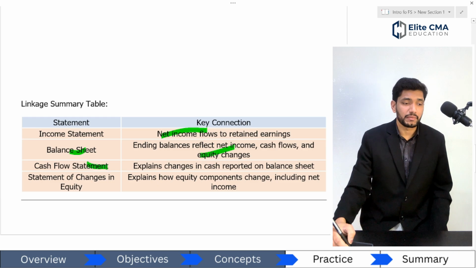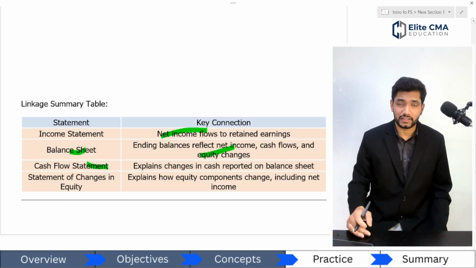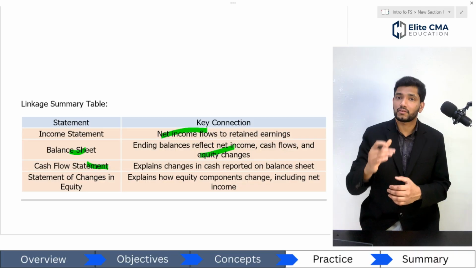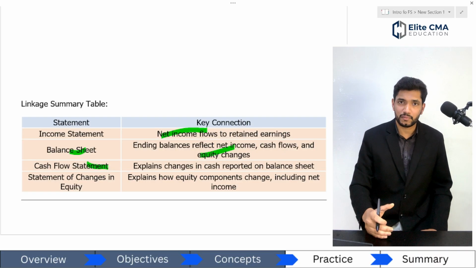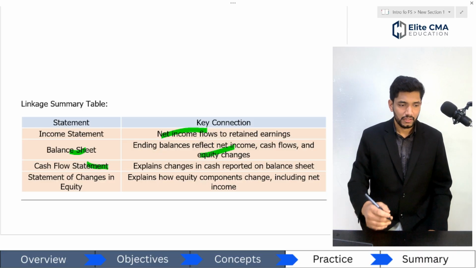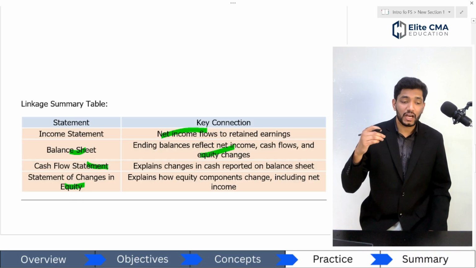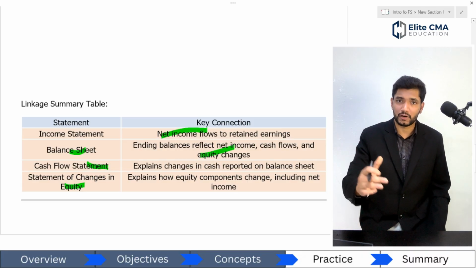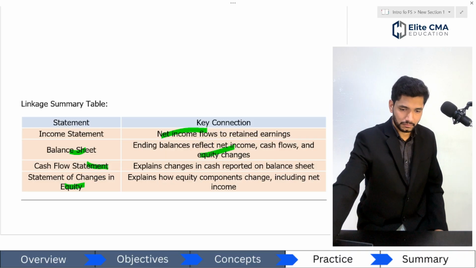Then the cash flow statement explains the changes in cash reported on the balance sheet. The cash flow statement explains the changes from the beginning cash balance to the ending cash balance. Then the statement of changes in equity explains how equity components change, including net income.